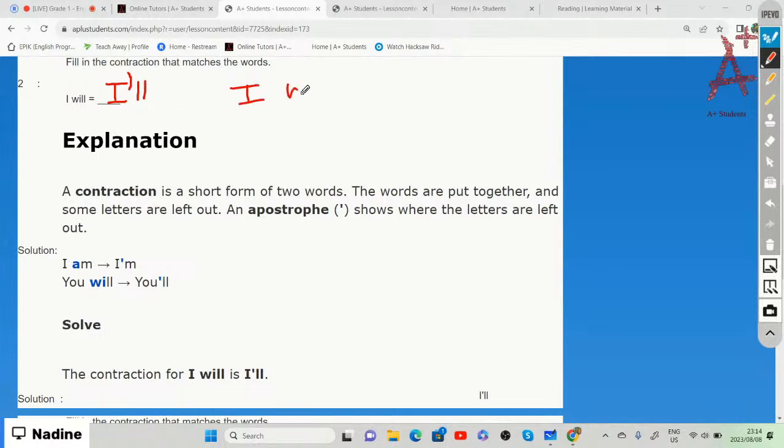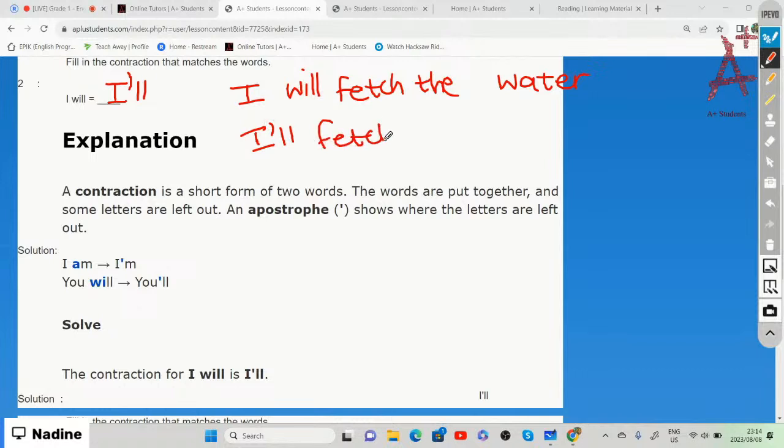So I will fetch, let's say, the water, or the bucket. Instead of saying I will fetch the water or fetch the bucket, we can say I'll fetch the water. So I'll is the contraction of the two words I will, right?